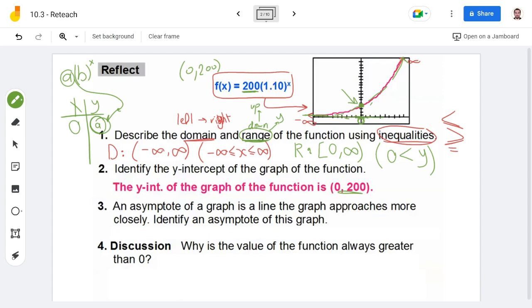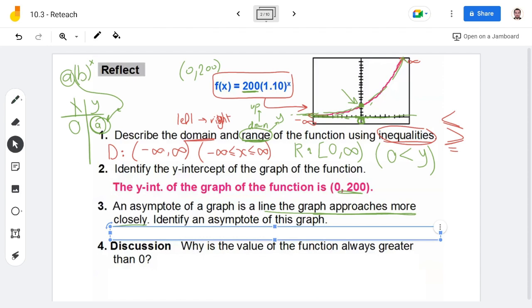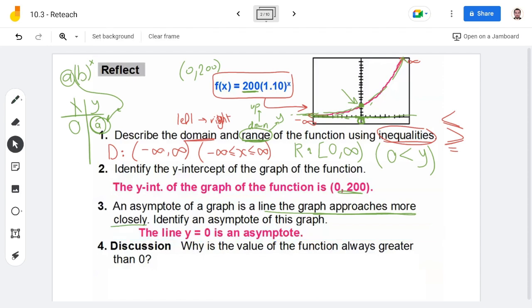Now, an asymptote of a graph is a line the graph approaches more closely. Identify an asymptote of this graph. As you can see, my graph is getting close to which axis, which value? To the 0 value. So the answer here, for sure, is y equals 0.